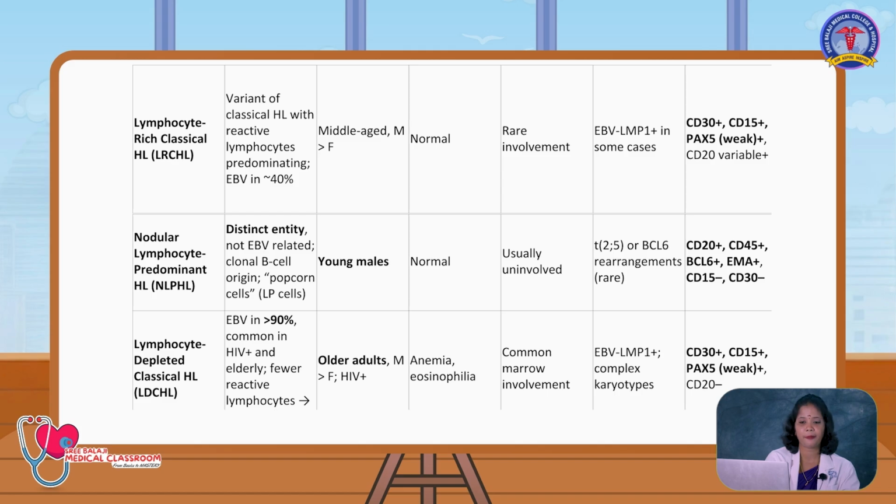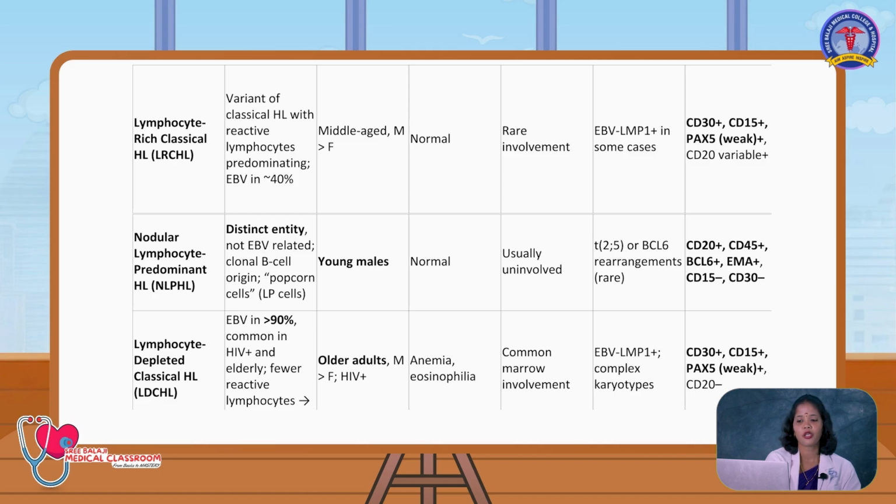In immunophenotyping, lymphocyte depleted classic Hodgkin lymphoma has EBV association of more than 80%, and older adults will be affected, that is, more than 60 years of age. Males are more affected than females, and lymphocyte depleted classical Hodgkin lymphoma is more commonly seen in the immunocompromised state. In the peripheral smear you will see anemia and eosinophilia.